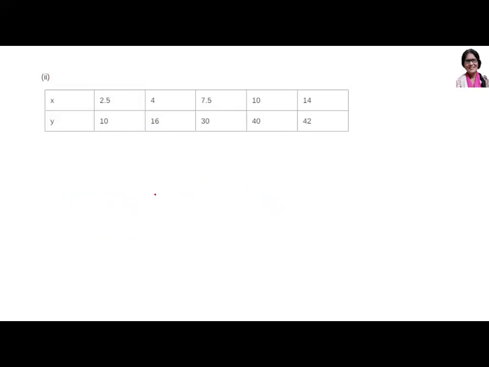Next, 2. x upon y. For the first case, it will be 2.5 upon 10. If we remove the decimal, it will be 25 by 100. It will certainly be 1 by 4 because 25 by 100 is 1 by 4. Coming to the second one, 4 by 16. Is it 1 by 4? 4 times 4 is 16? Yes.